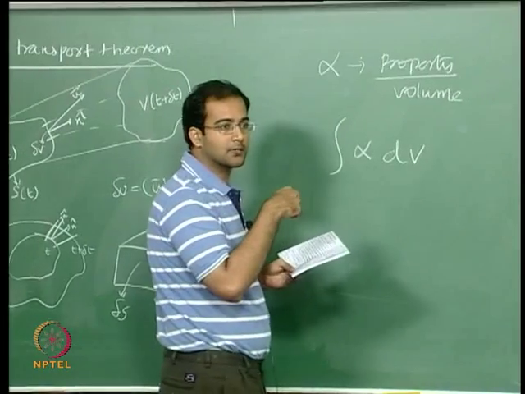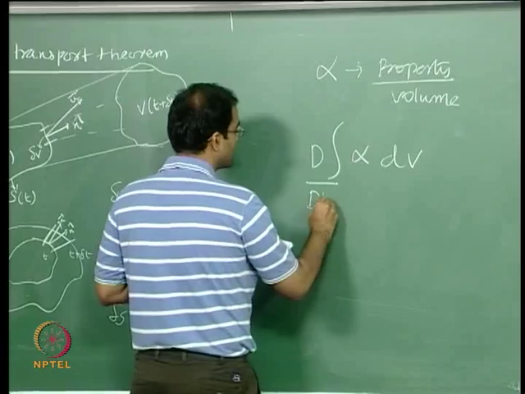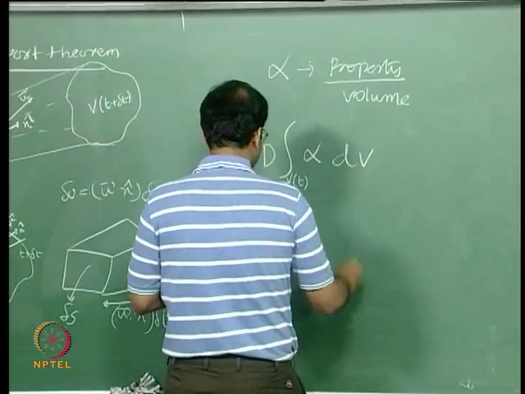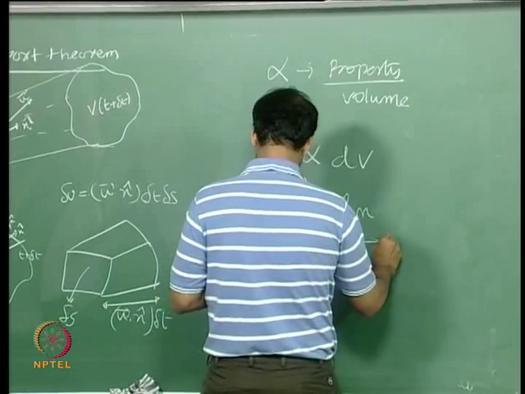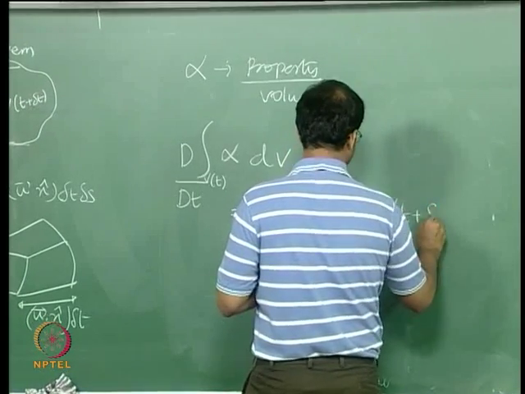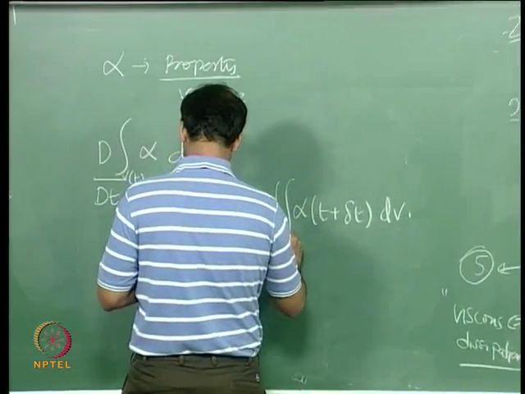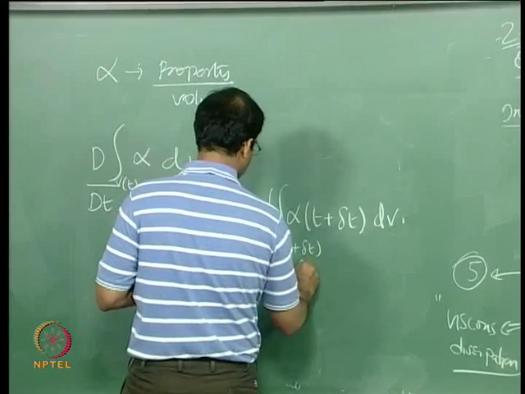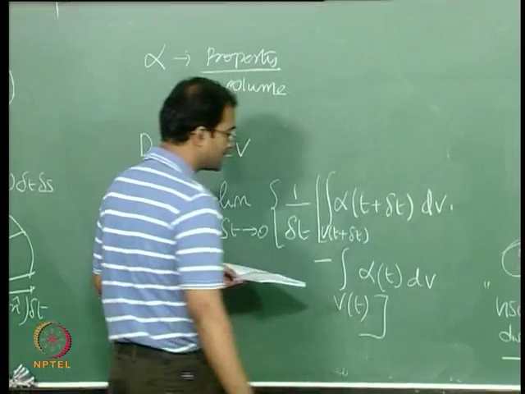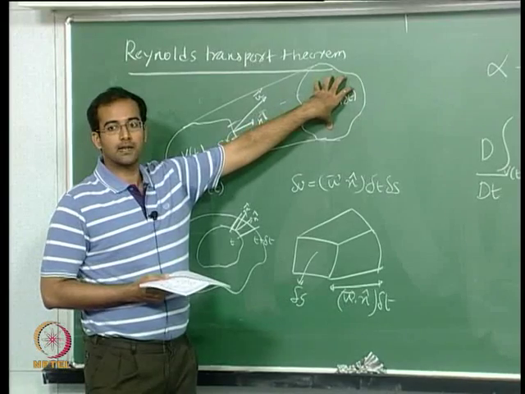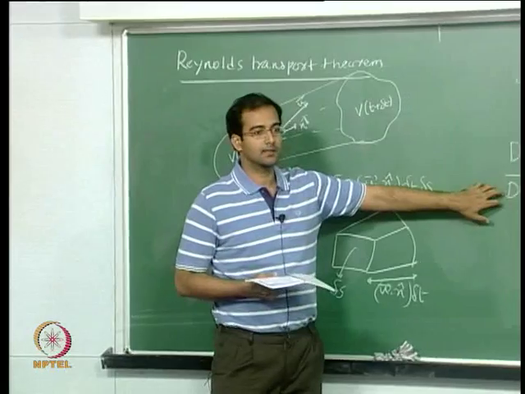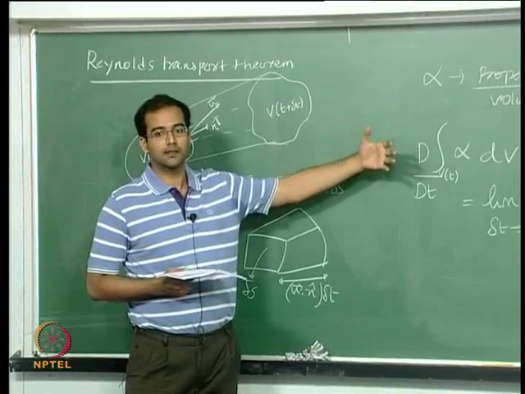I want to see how this property is changing with respect to time, so I take the total derivative of this. This is the rate of change of property over this control volume V. I can express this as the limit as delta t goes to 0 of 1 over delta t into the integral of the property at time t plus delta t, for the volume at t plus delta t, minus the integral of this specific property at t, corresponding to the volume at t. So this difference divided by delta t is going to give me the change of this property due to the change in the volume and over time.